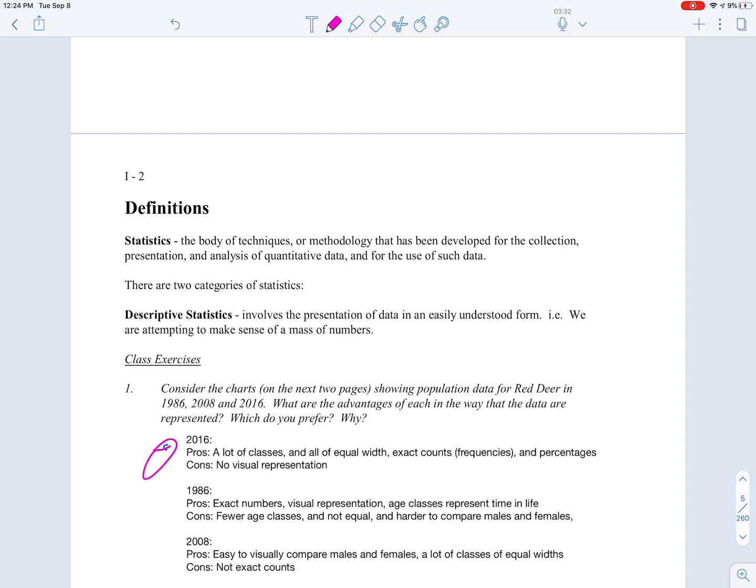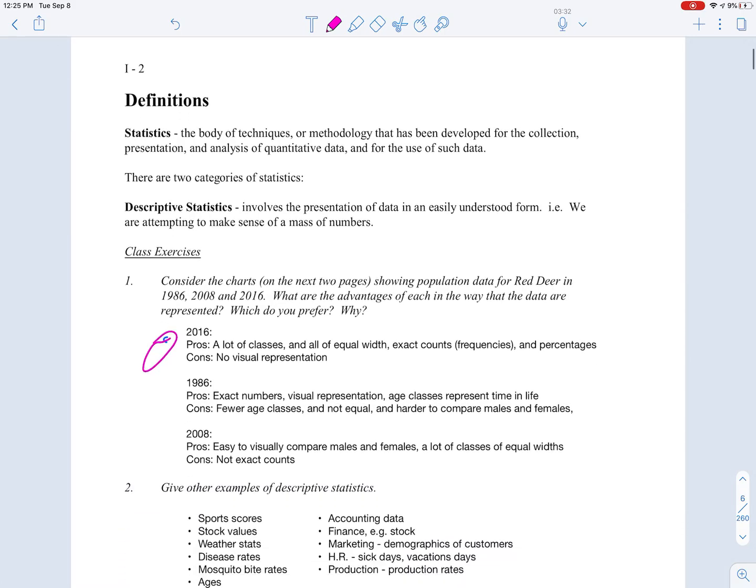1986, you have exact numbers, you've got visual representation, and the age classes, actually I want to get back to that one here, but the age classes represent the time in life, so I'm going to go back and show you that. The cons is that you've got fewer age classes and they're not equal, and it's a little harder to compare the males and the females than it is in 2008 where the bars were together. In 2008, it's easy to visually compare the males and the females, and you've got a lot of classes and class widths, just like in 2016, but you don't have the exact counts.